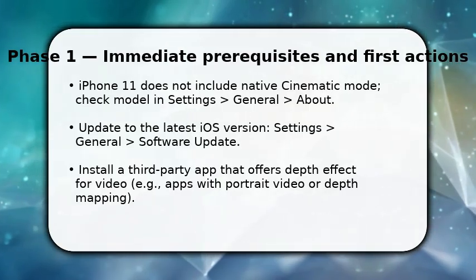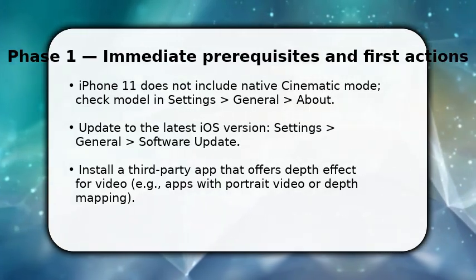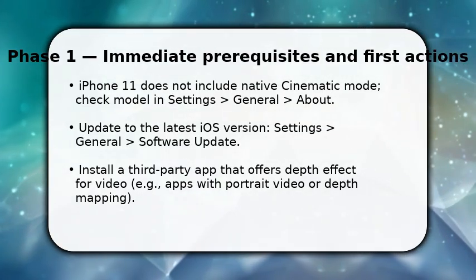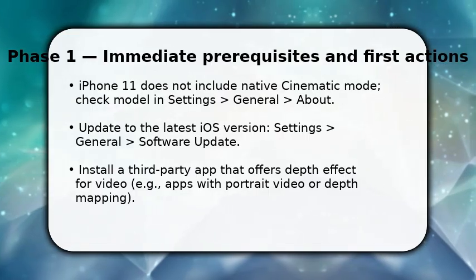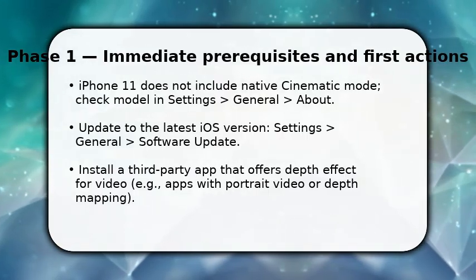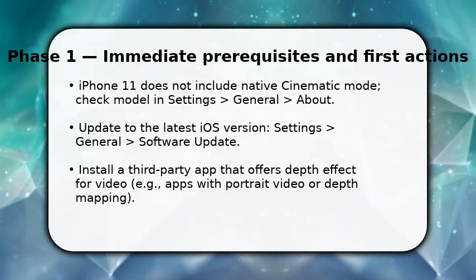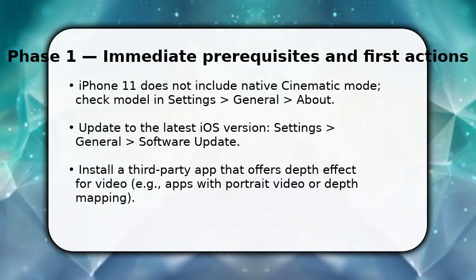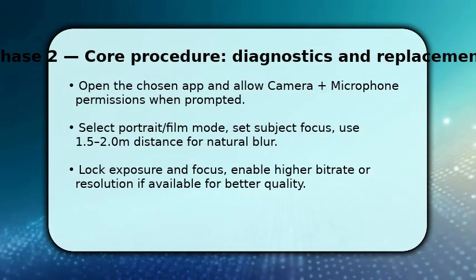Next, pick and install a third-party app that supports depth or portrait video. This is how you simulate the cinematic blur. Once done, grant camera and microphone access so the app can record properly and use depth data. Open the depth or portrait video app and grant permissions.